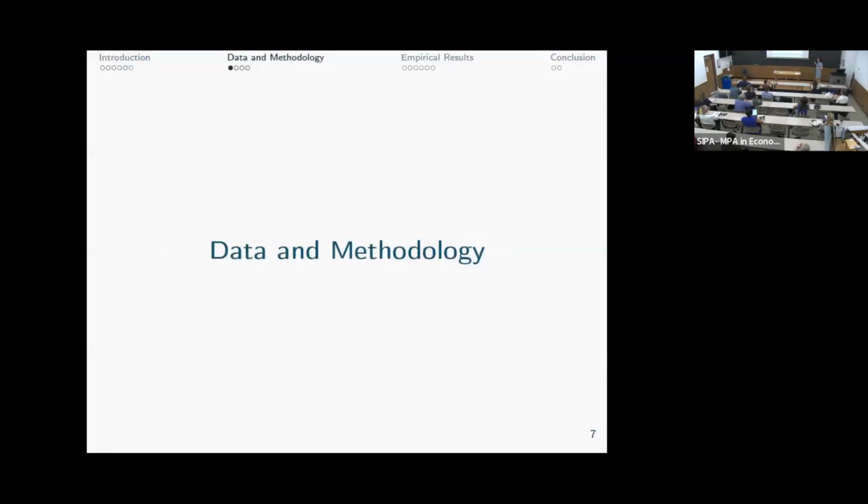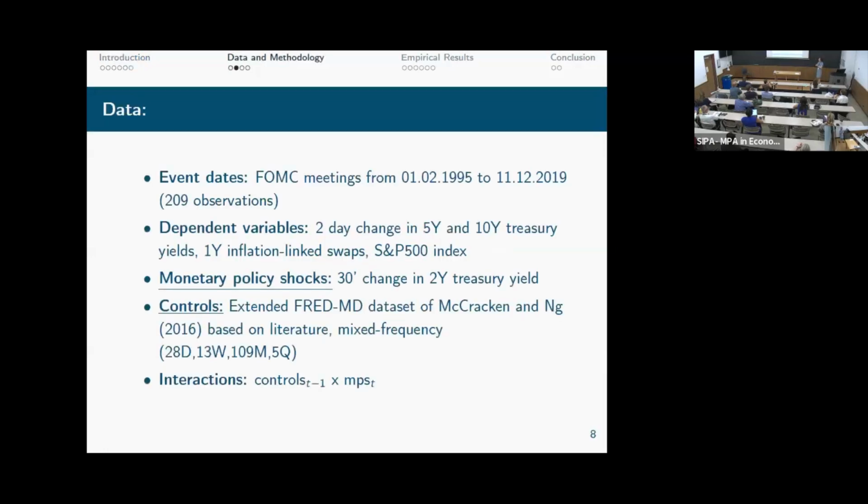To start with the data and methodology, this is the data part. In terms of event dates, we have the FOMC meetings from 1995 to 2019. In total, we have 209 observations. In terms of dependent variables, we have the two-day change in 5 and 10 year treasury yields, 1 year inflation linked swaps, and the S&P 500 index to represent equity. So we have four different left-hand side variables.